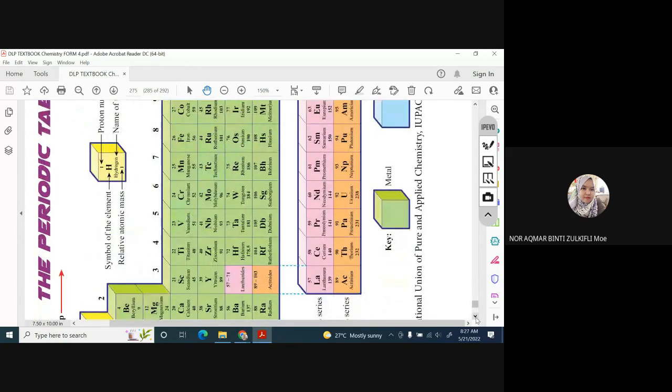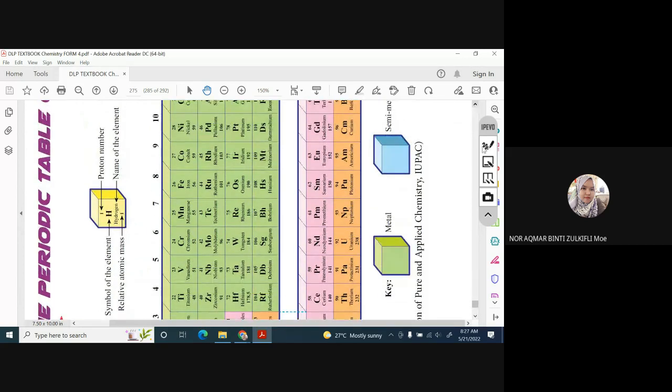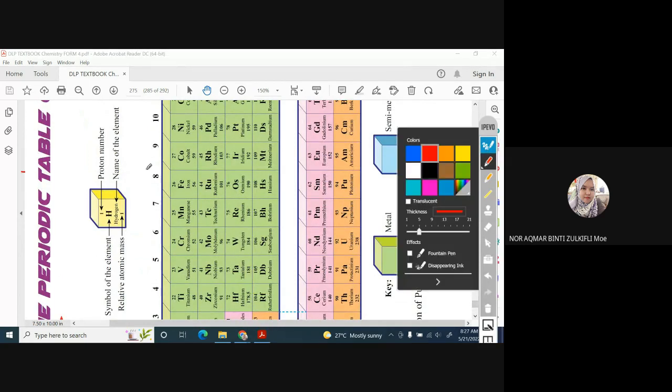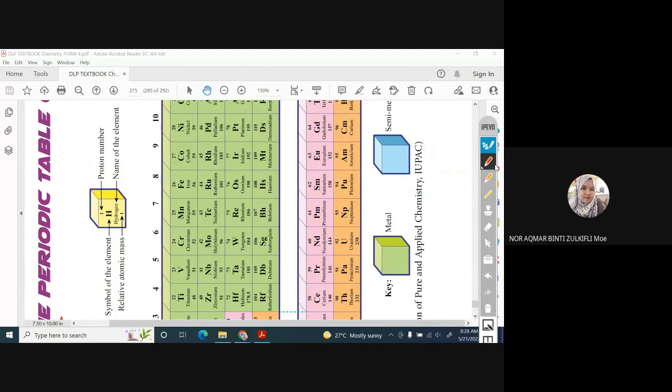Okay, so we have the relative atomic mass here at the bottom of the symbol, the name, the proton number, and then the symbol of the element. Alright, okay, let's continue. Chapter 3.